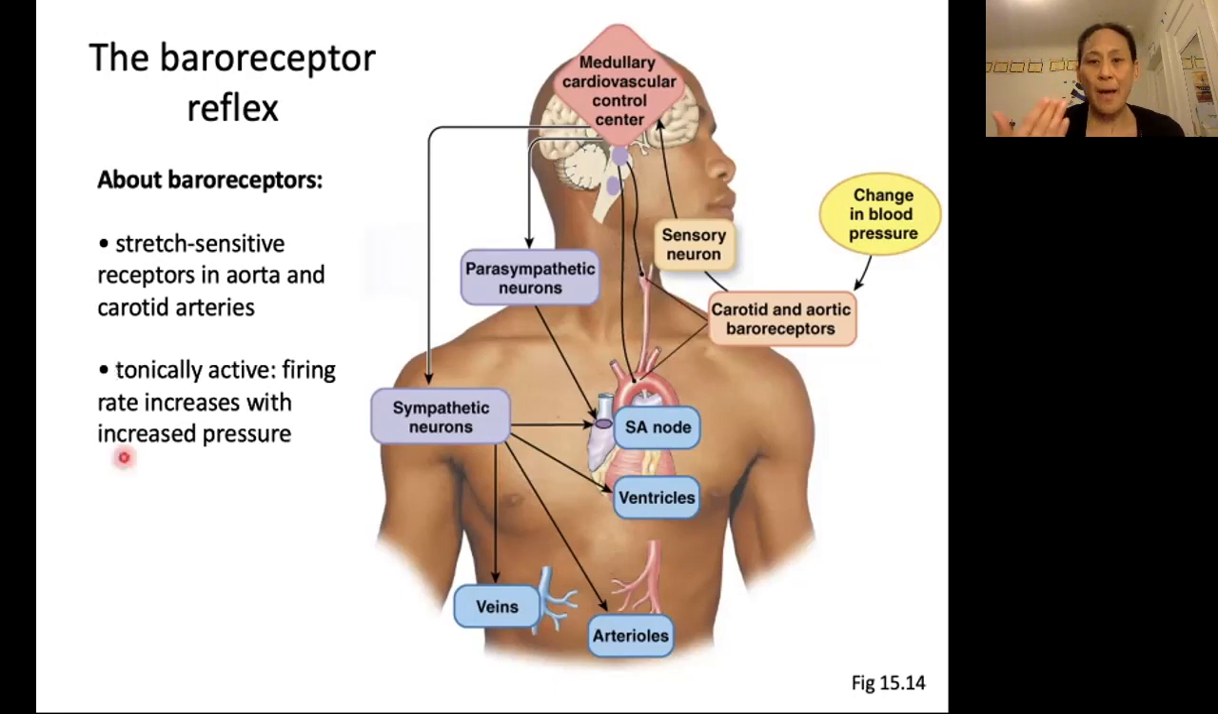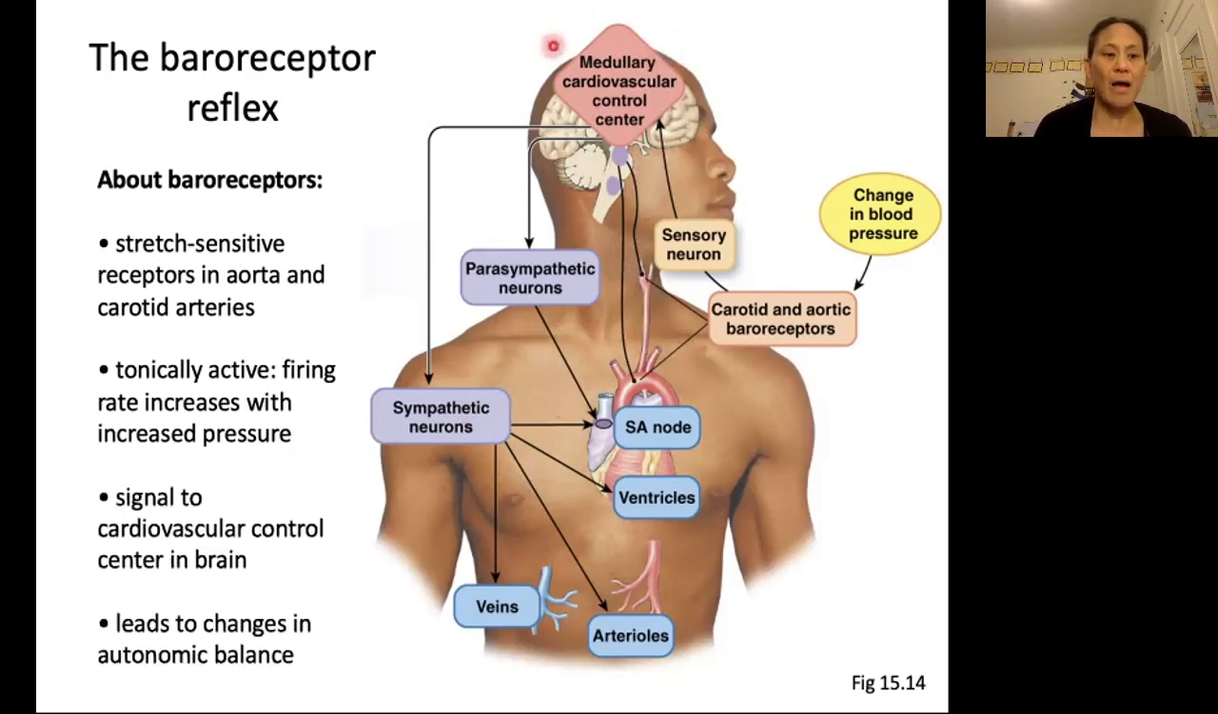What happens is that they change their firing rate. They fire action potentials, and they're going to change their firing rate based on what the blood pressure is. So if the blood pressure is higher, you're going to get more stretch in the artery, and the baroreceptor is going to detect that. And it's going to send a signal up to this cardiovascular control center in the brain, in a part of the brain called the medulla.